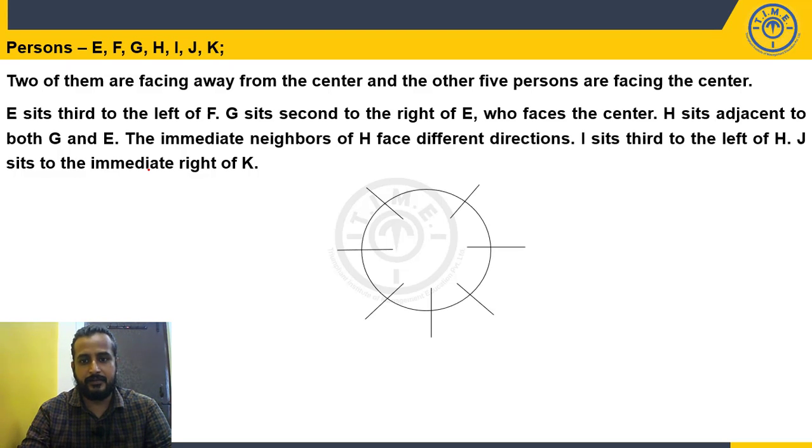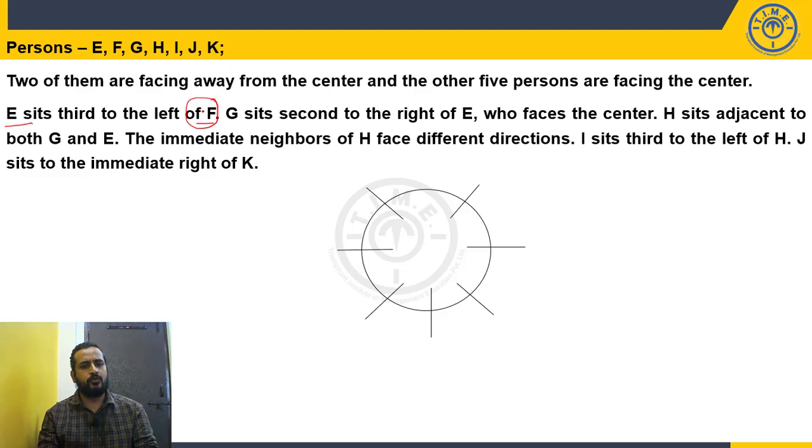What is the basic structure? This is the basic structure. What is the first clue given? E is third to the left of F. But do you know the direction? E's position will be based on F. But do you know the direction of F? We don't know. F may be facing the center, or F may be facing away from the center. So it leads to how many cases? 2 cases.